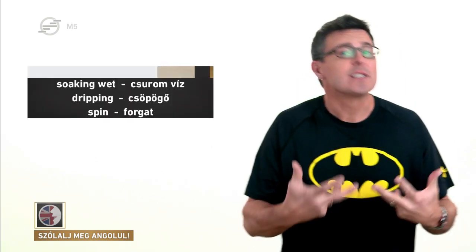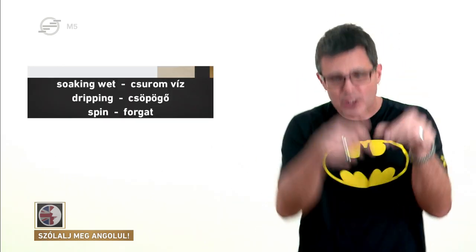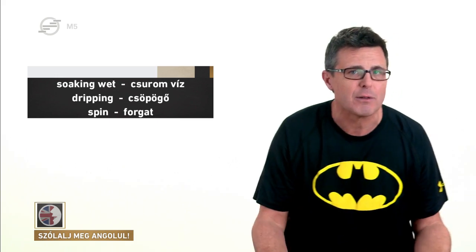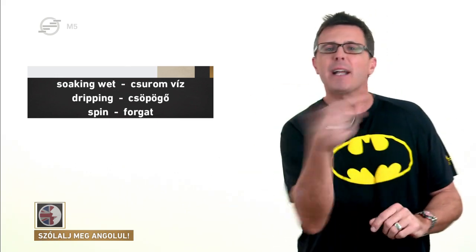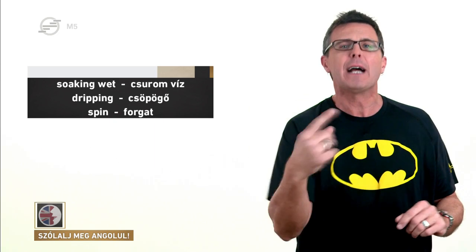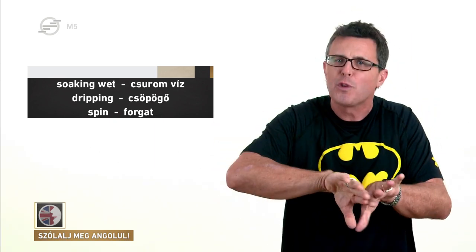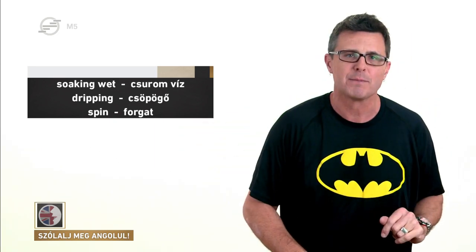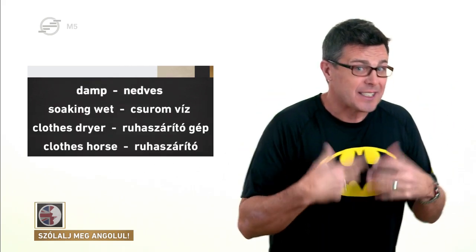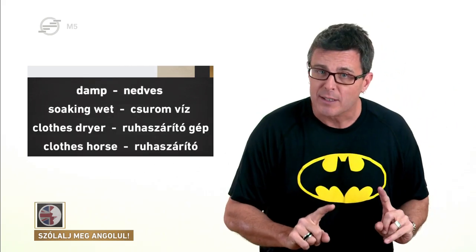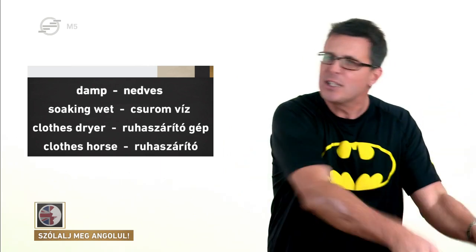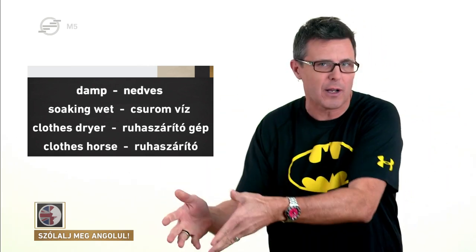All right, now, back to the washing. Okay, so we know that the clothes aren't soaking wet. Water isn't dripping from the clothes because the washing machine spun the clothes around and around and around, and the centrifugal force moved the water out from the clothes. So now the clothes are damp, but not soaking wet. And now we can put them into the clothes dryer or onto the clothes horse.